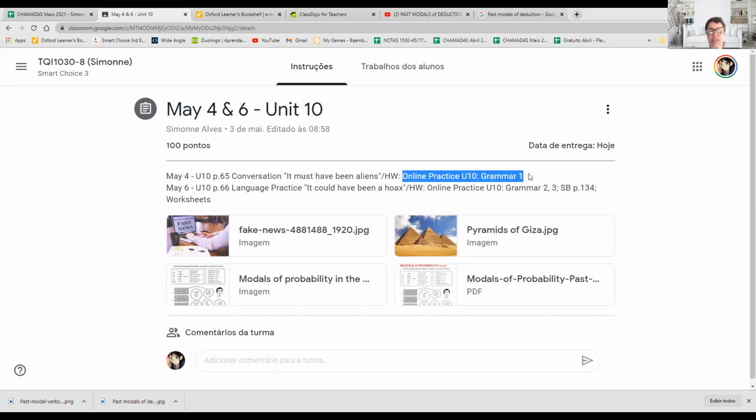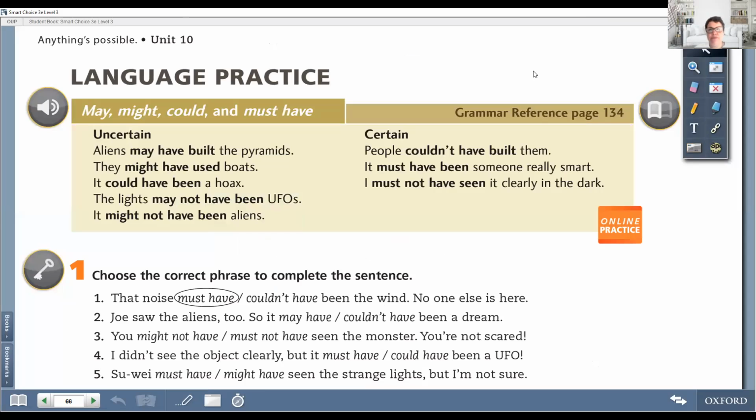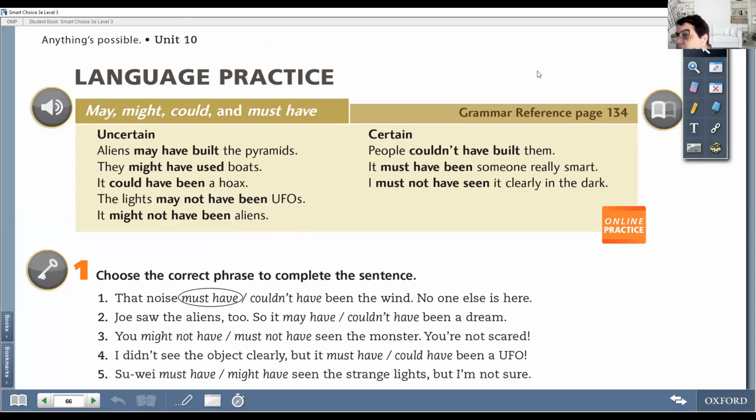Okay, very good. Excellent. So now let's take a look at the language practice from Unit 10. All right. Let's open it up here. So can you see the page, girls? Yes? Okay, I will just zoom in so you can see better. All right. Let me just minimize the sound here.